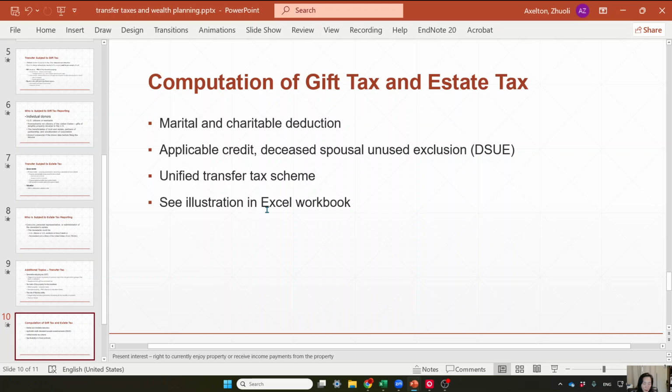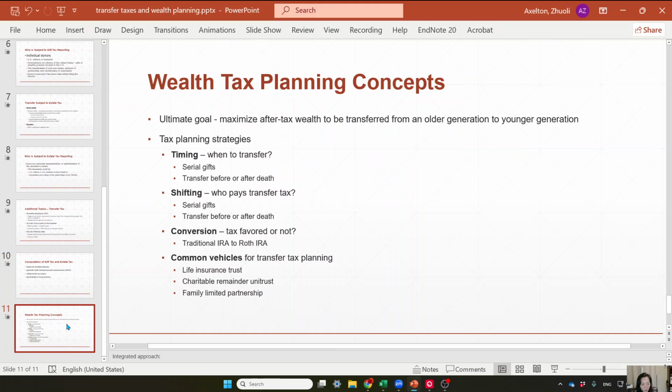So, we're going to use the Excel workbook to take a quick look and see how the gift tax and estate tax are calculated at a high level. Finally, estate tax planning is a big part of wealth tax planning. And the ultimate goal of wealth tax planning is to maximize the after-tax wealth to be transferred from an older generation to a younger generation. Therefore, it is a big deal.